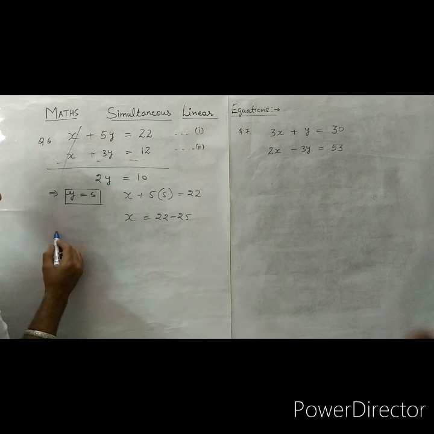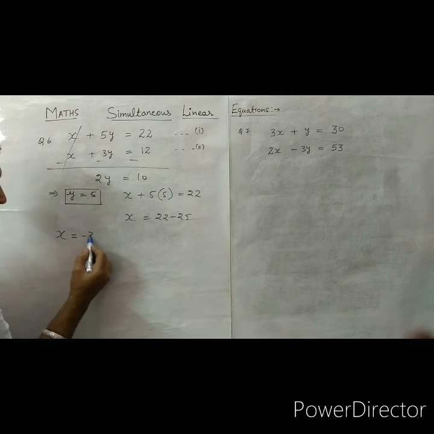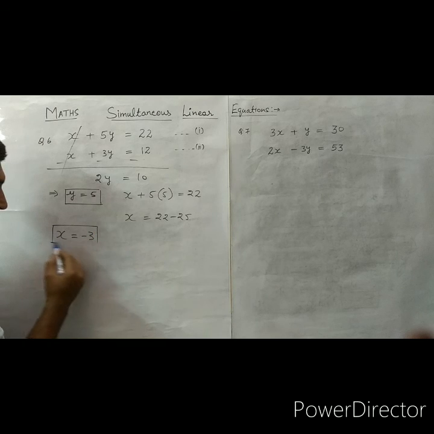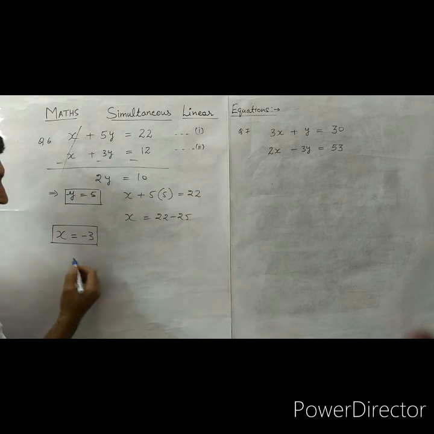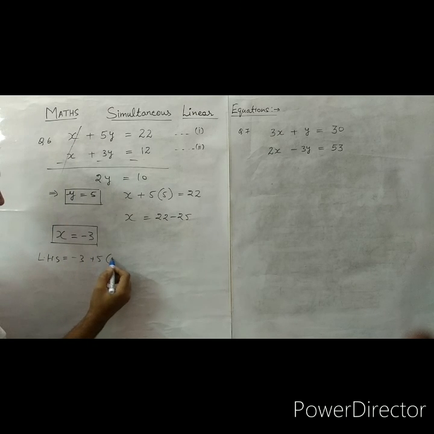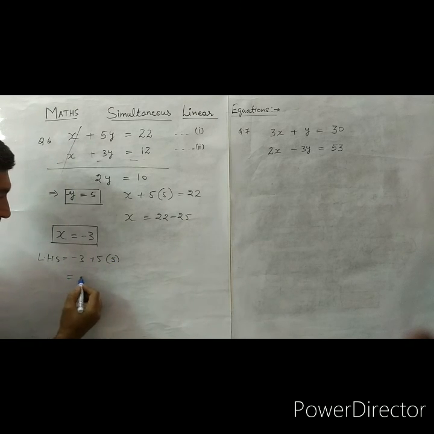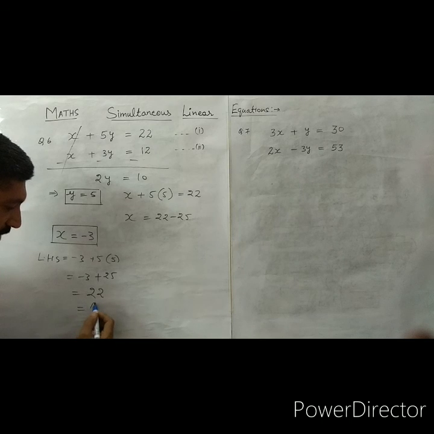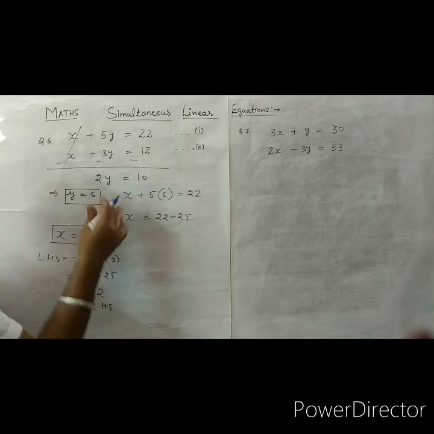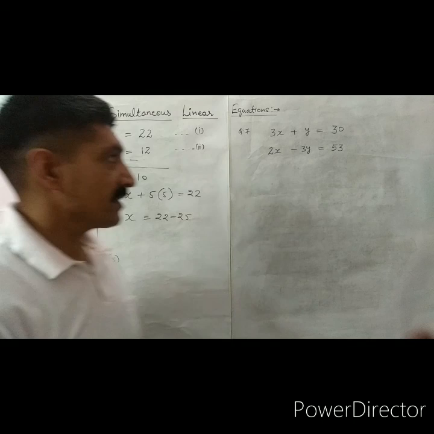So here the value of x is equal to -3. To check the solutions, take any equation. Take the first equation, x is -3, the left hand side is equal to -3 plus 5 into 5, that is 25. So -3 plus 25 is equal to 22 here, which is equal to the RHS. So our solutions are right.